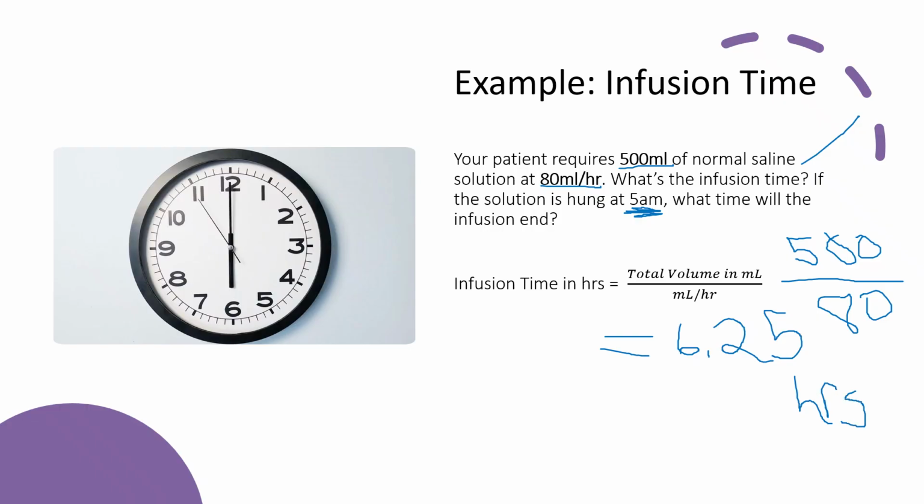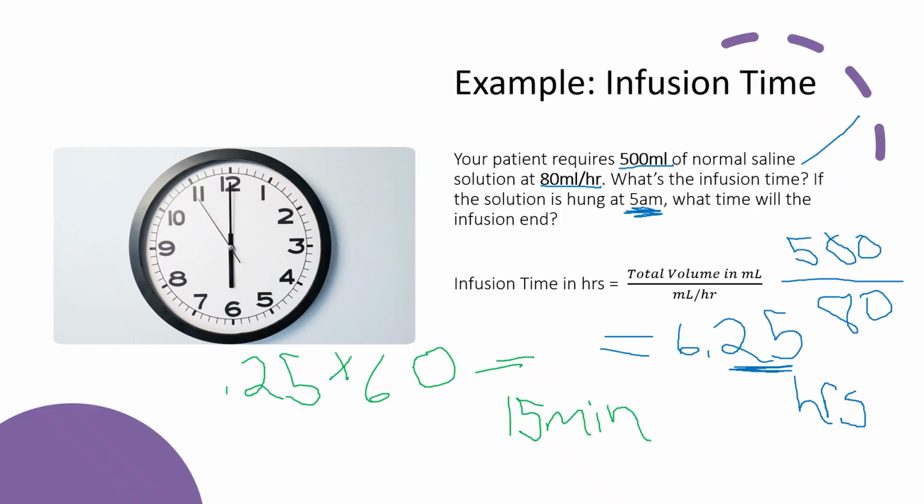So the next thing you have to ask yourself is how much is 0.25 of an hour? Well, there's two ways you can do this. You can take, like I said earlier, 0.25 and times it by 60, because it's 60 minutes, and you will get your answer, which is 15 minutes. Okay, so 6 hours and 15 minutes is how long this is going to take to go in. And also 0.25 of an hour.